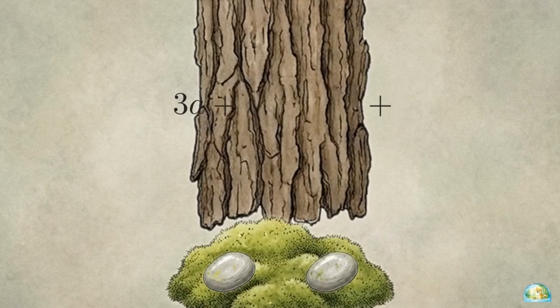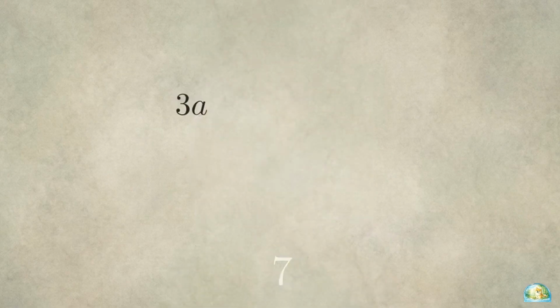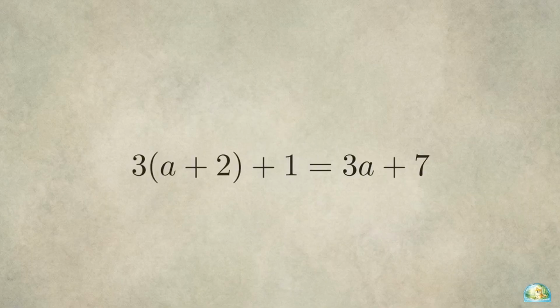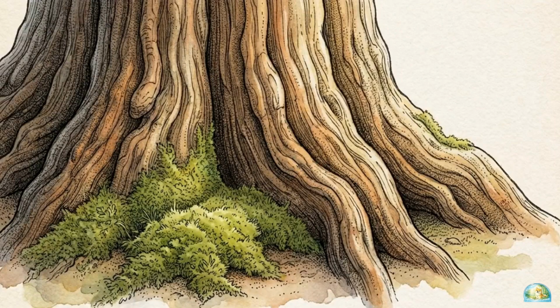With the grouping cleared, we can combine our remaining constant terms. Focusing on these riverstones, we simply add the 6 and the 1 to get 7. Adhering strictly to the order of operations when combining these tools ensures the final expression, 3a plus 7, remains equivalent to the original. Whether we are distributing multipliers across a group or combining like terms, the underlying purpose is the same. We are generating equivalent expressions.